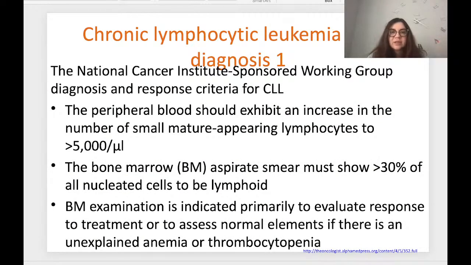Diagnosis of chronic lymphocytic leukemia. The National Cancer Institute sponsored working group in diagnosis and response has described criteria for chronic lymphocytic leukemia. Peripheral blood should exhibit an increase in the number of small mature-appearing lymphocytes to more than 5,000. The bone marrow aspirate smear must show more than 30% of all nucleated cells to be lymphoid. BM examination is indicated primarily to evaluate response to treatment or to assess normal elements if there is an unexplained anemia or thrombocytopenia.